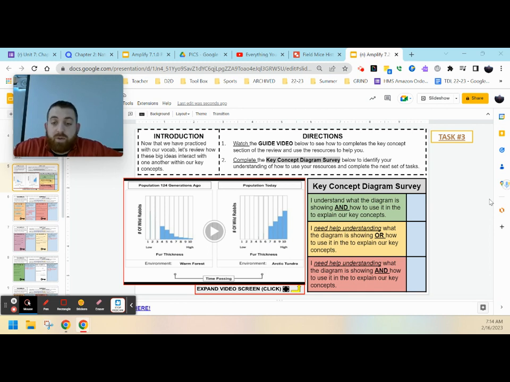Hey everybody, Mr. Regan here, and today we're going to be going over how we're using our diagram to complete our key concepts. So when we're done, make sure you come back to the survey and ask yourself, do we understand what the diagram is showing and how to use it to explain our key concepts?